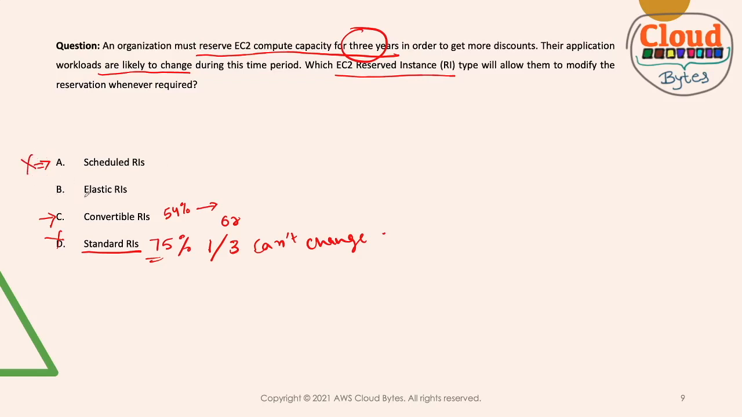B over here is elastic RI. There is nothing as such called elastic RI or elastic reserve instance in AWS. So for this particular question, C is the correct answer.